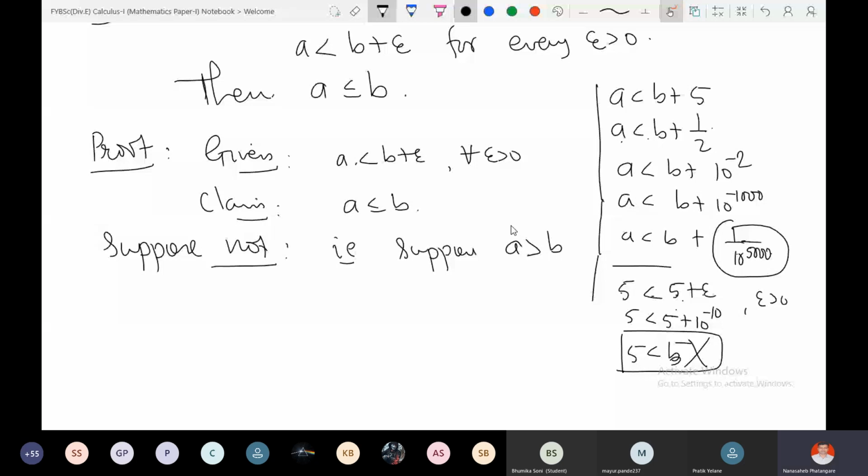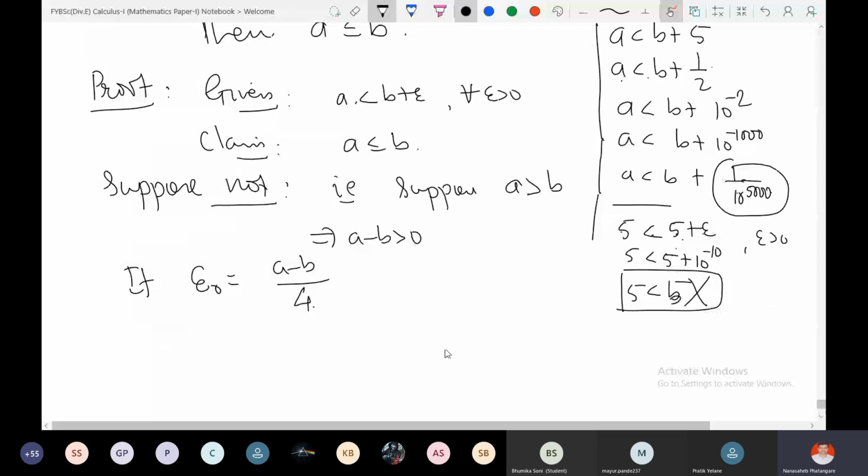Then A minus B is positive, right? Now I choose epsilon naught equal to A minus B divided by, I will take some number, 4 for example. You can understand why I took 4 here. You can take a bigger number also, but the reason you can understand later on. So certainly this epsilon is positive, because A minus B is positive, so A minus B upon 4 is positive.